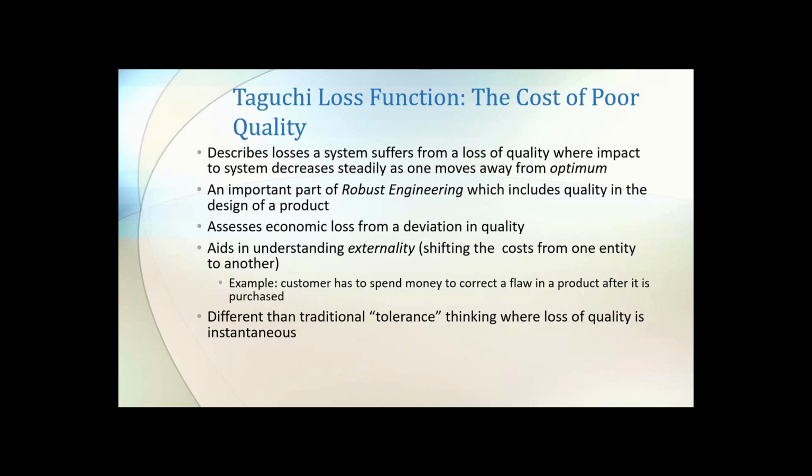So, as this slide says, it basically describes the losses that a system suffers when we have a loss of quality, when we move away from optimum. I'm going to show you a diagram in a minute that explains more how this works. And this is the main key of robust engineering, which basically moves around designing statistical process controls into the design function to improve the design and the producibility of a product. And it assesses economic loss from a deviation in quality. He does have an equation for it. I'm not going to share it with you in this presentation because it's pretty lengthy.